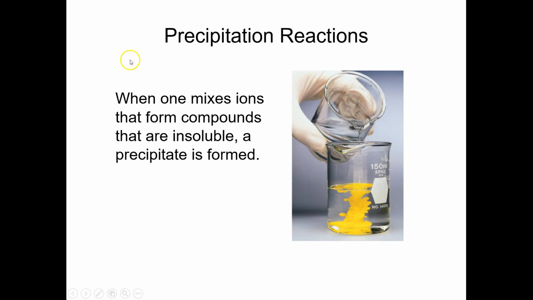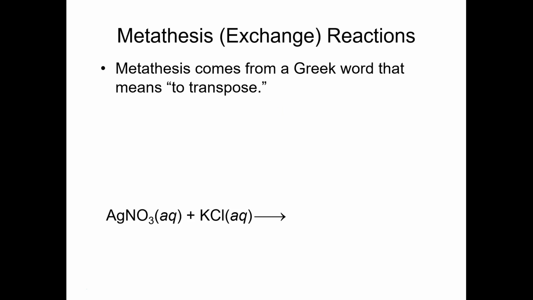So a precipitation reaction, just to formally define it, is what occurs when you mix ions that are soluble, that were solubilized, but when they get together, they form a combination that is not soluble in water. And so a precipitation reaction will occur, a precipitate will form.